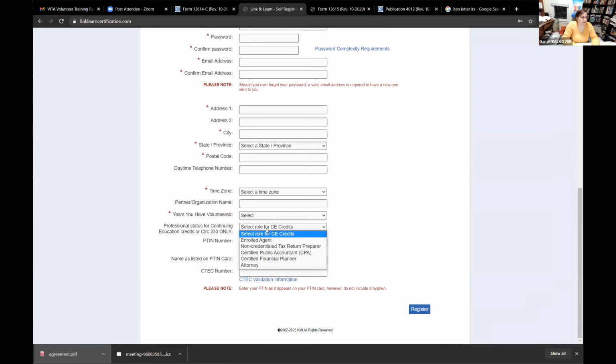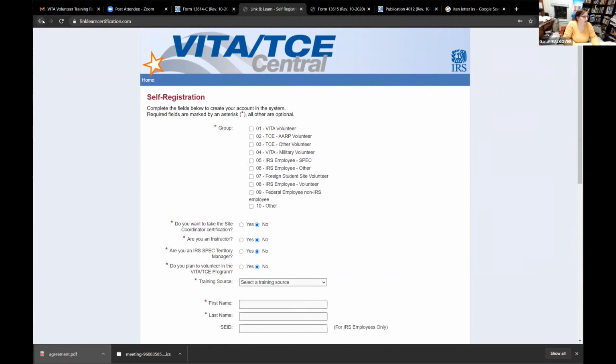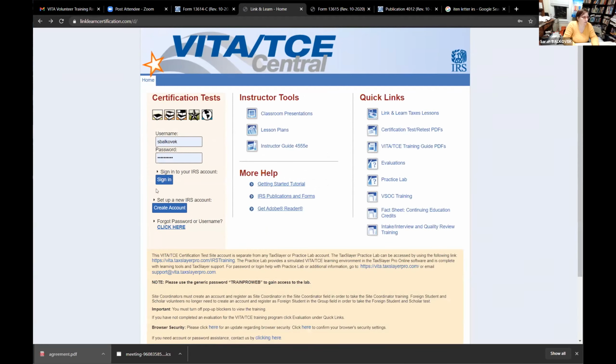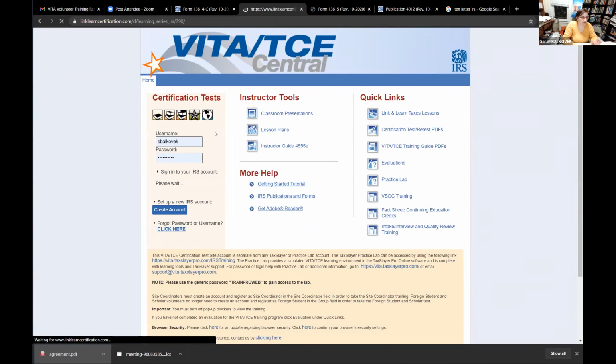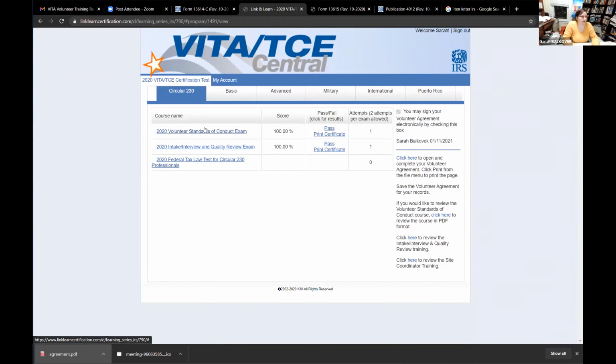If you guys are not like CPAs or CFPs or attorneys, this professional status, you don't need to select anything there. If you have a P10 number, please put it in. And then you just go and register, okay? Since I have already registered, I'm just going to log in. And then you will see this, okay?